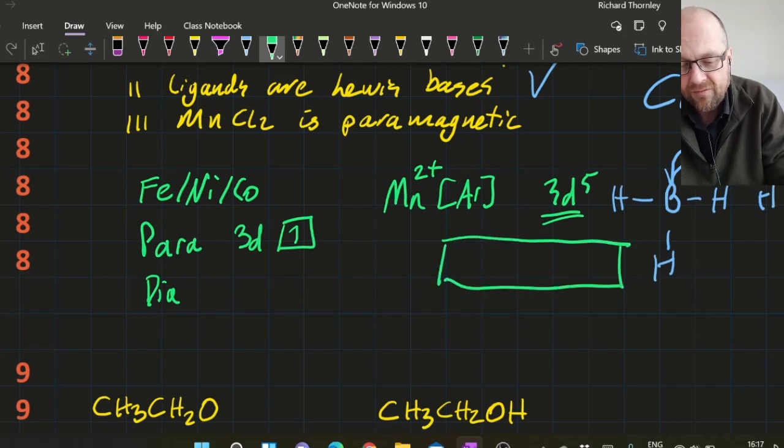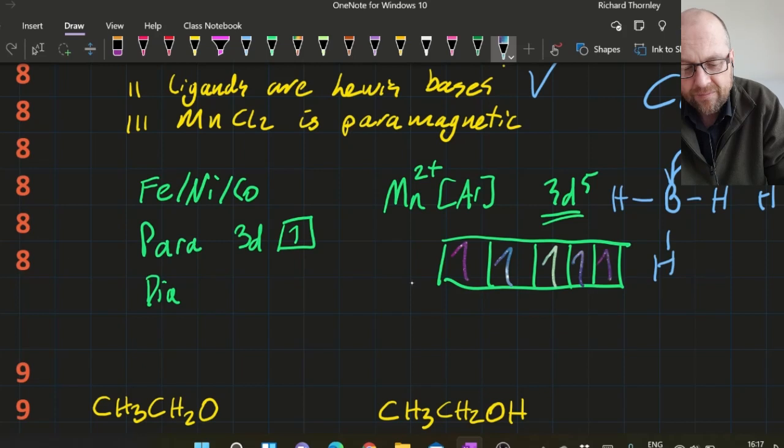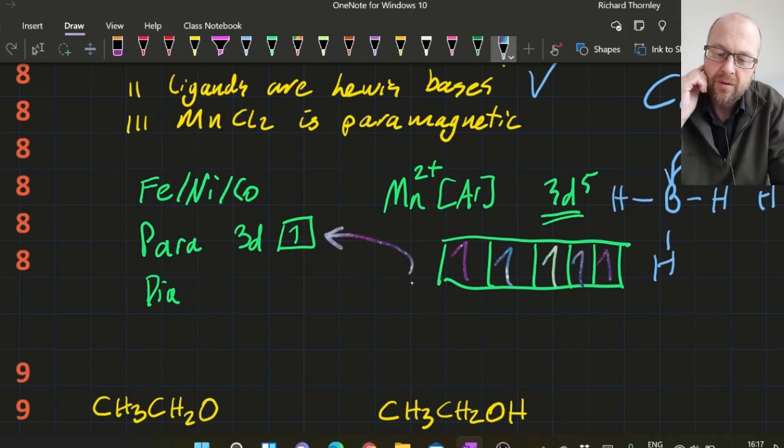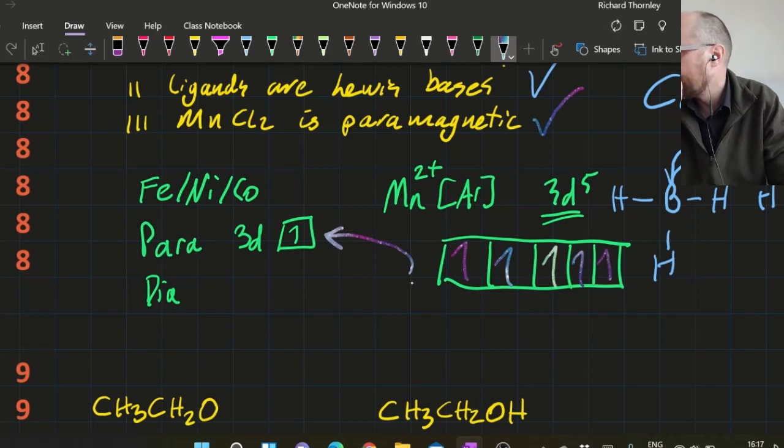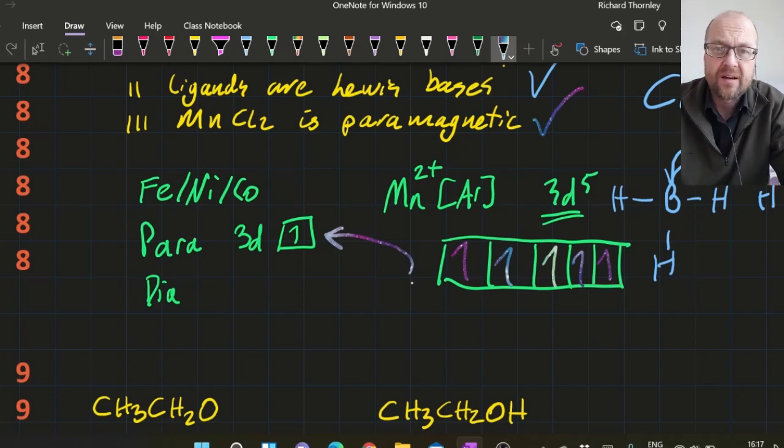And if you remember 3d5, that's just, oh, there's so much information to process here. So what is that? That's paramagnetic, because it has lone electrons in the d orbital. So it is paramagnetic. They're all correct. I think 8 all correct. So 8D. Okay, I'm going to stop the video here. I need to lie down.